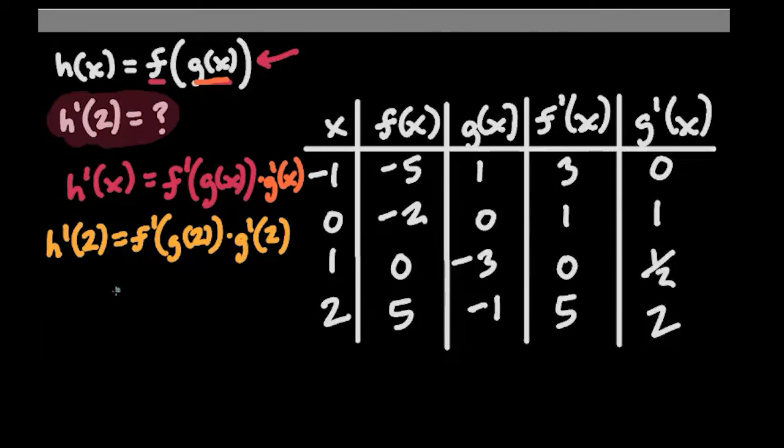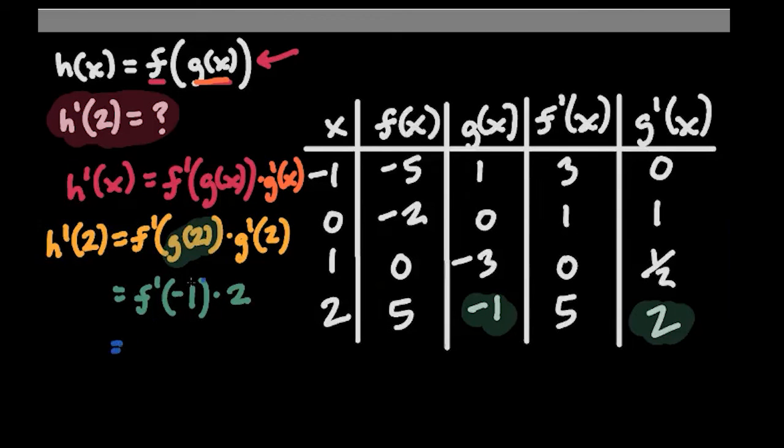Okay. From here, I'm going to evaluate, let's just do, I guess, this g of 2 here. g of 2 is equal to -1. So now you're going to end up with f prime of -1. g prime of 2, well, here's g prime of 2 is 2. So I'm going to put a 2 there. Okay. Last step is I just got to figure out what f prime of -1 is. Here's f prime of -1. It's going to be 3 times 2. So your answer for this one should be 6.